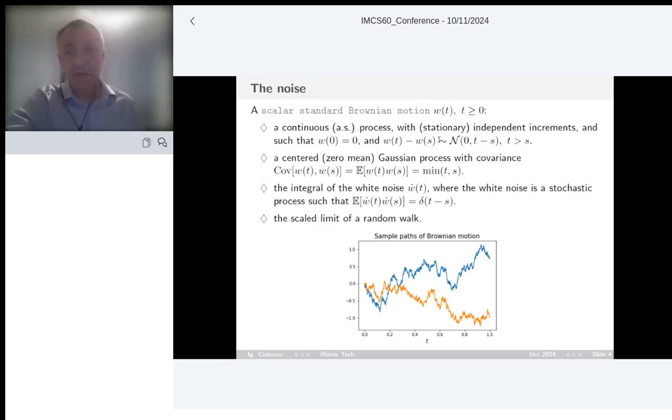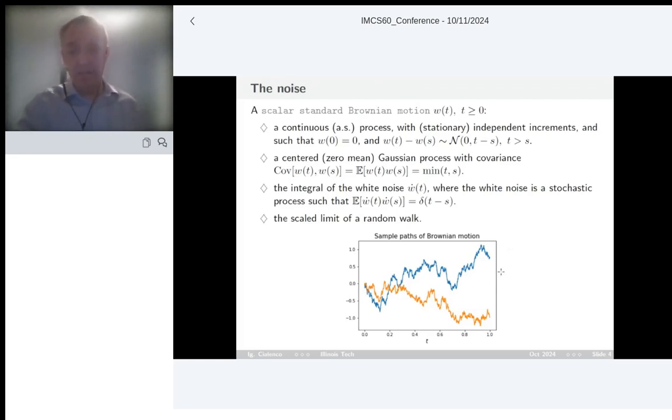The independent increments, the stationary independent increments, and the increments are normally distributed. Equivalently, of course, since it's a Gaussian process, it's enough to specify the covariance structure. Or if you wish, you can look also at a Brownian motion as passing to the limit of a symmetric random walk. And again, this is the thing that goes back more than 100 years ago.